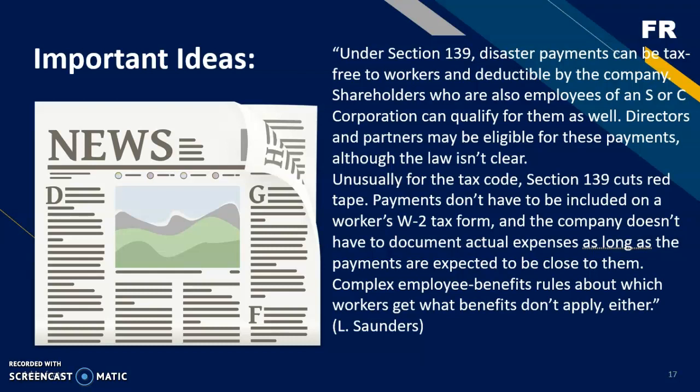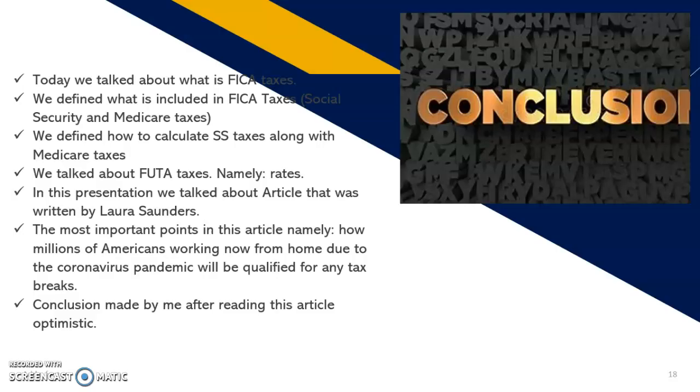Shareholders who are also employees of an S or C corporation can qualify for them as well. Directors and partners can be eligible for these payments, although the law isn't clear. Unusually for the tax code, Section 139 cuts red tape. Payments don't have to be included on a worker's W-2 tax form, and the company doesn't have to document actual expenses as long as the payments are expected to be close to them. Complex employee benefits rules about which workers get what benefits don't apply either.